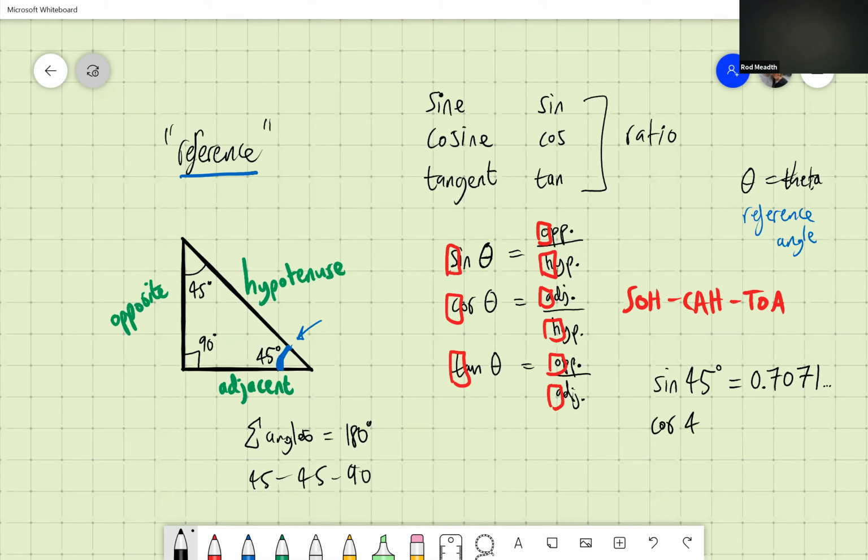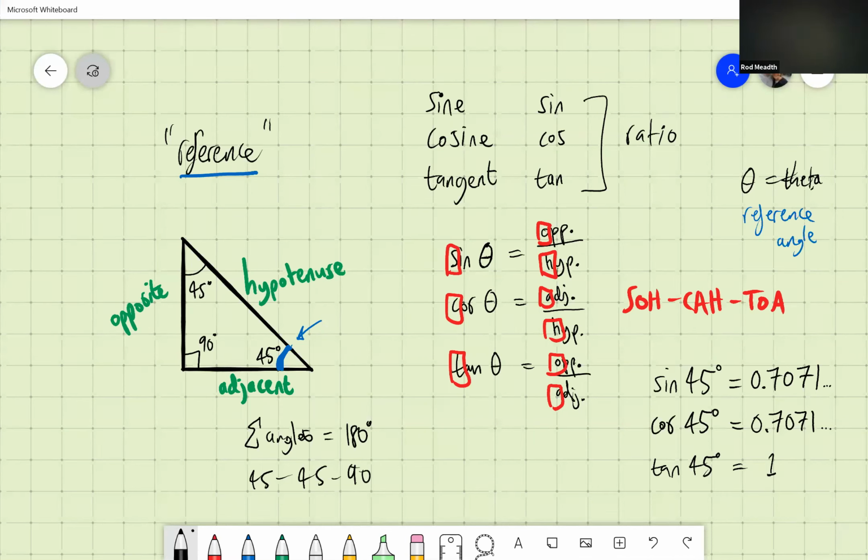Now try again with cosine 45. Again, pause the video, try that out, see what you get. What you should come out with is, coincidentally, the same exact number. I am not going to go into the reasons why that is in these lessons. I'm just giving you the quick and dirty method on this one. And then you do tan of 45. Again, pause the video, try that out, see if you get the right number. You should get the number 1. Tan of 45 is exactly 1.